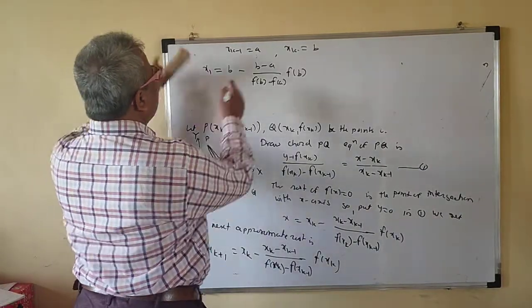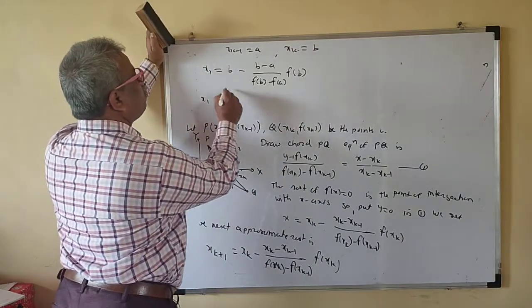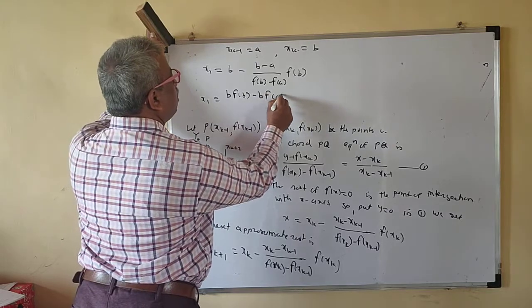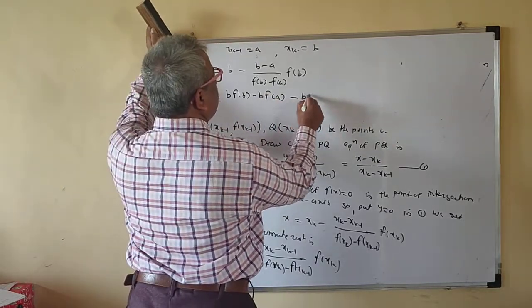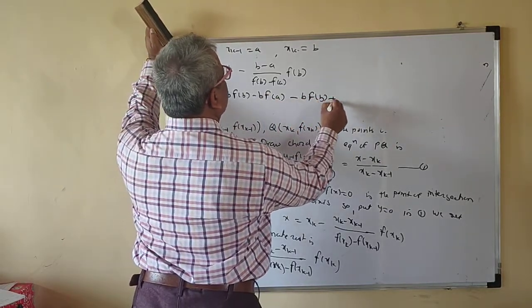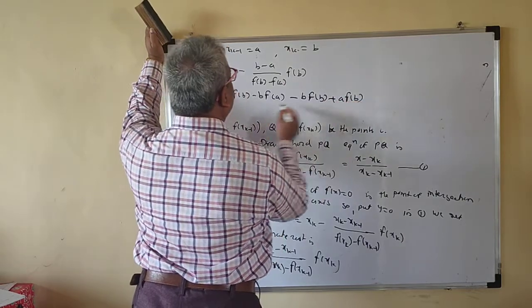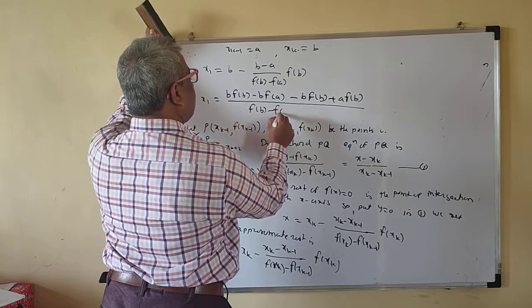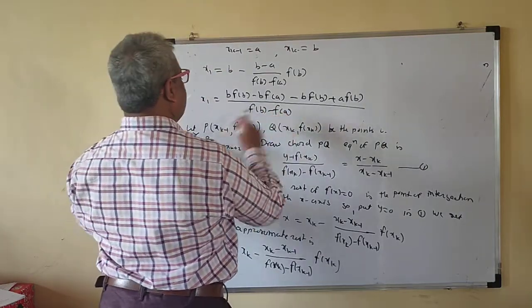So we'll simplify this now. This is b f(b) minus b f(a) minus b f(b) plus a f(b), upon f(b) minus f(a).